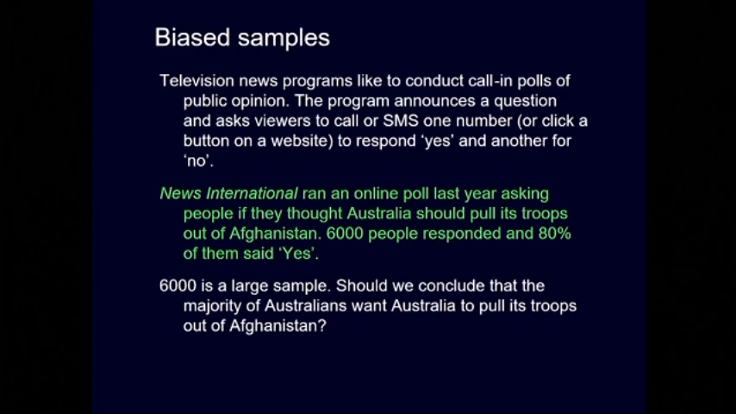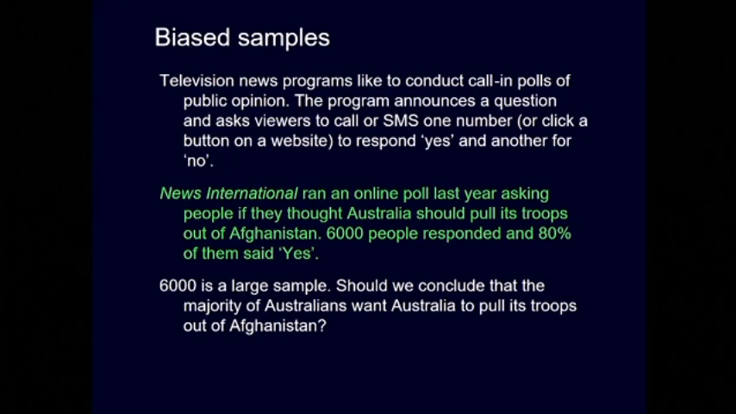Here's another kind of bias that's very common with polls. TV shows and websites and so on like to do this kind of thing. So they publish a question and ask people to phone in or text message or click a button on the website to indicate their answer. Here's an example. News International ran an online poll last year asking people if they thought Australia should put its troops out of Afghanistan. 6,000 people, very large sample, right, responded, and 80% of them said yes.